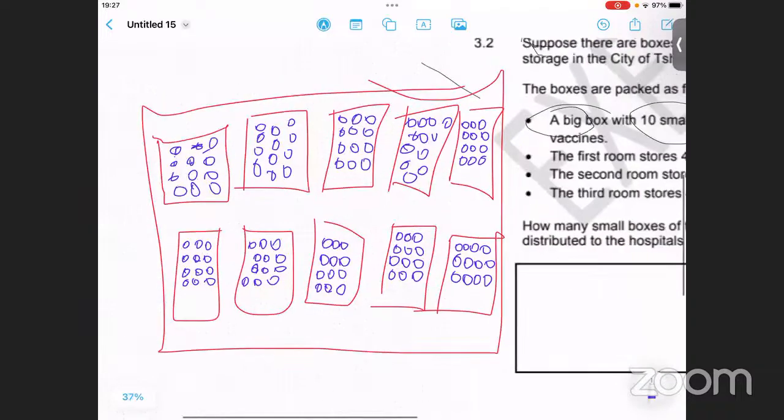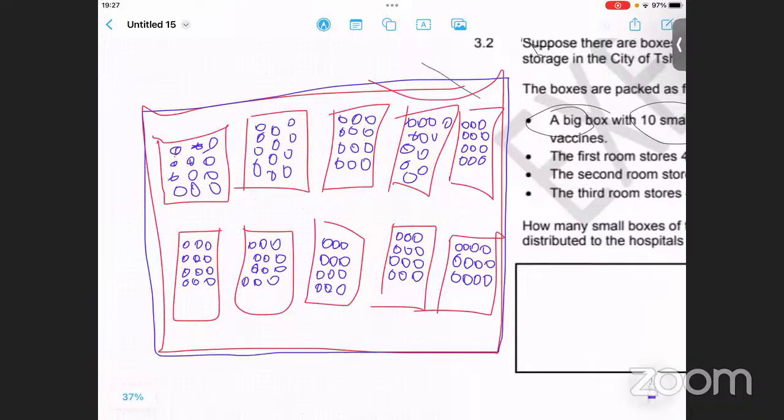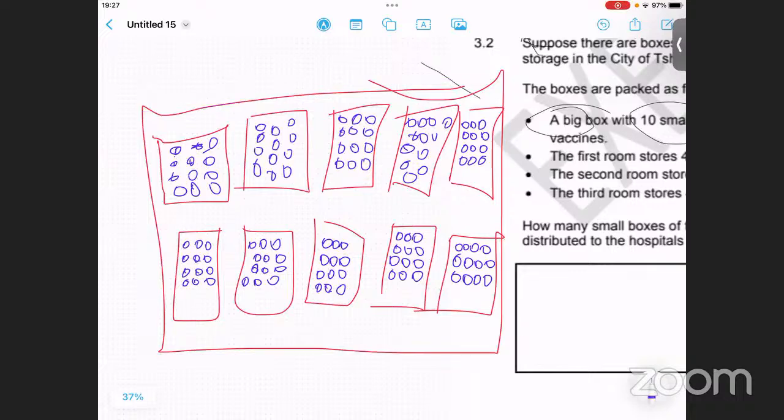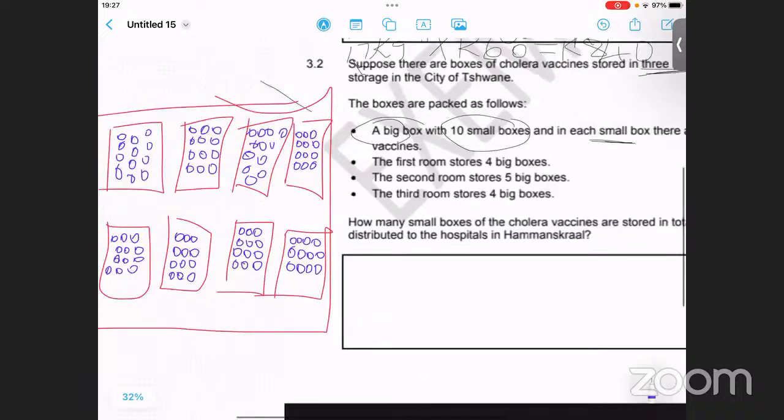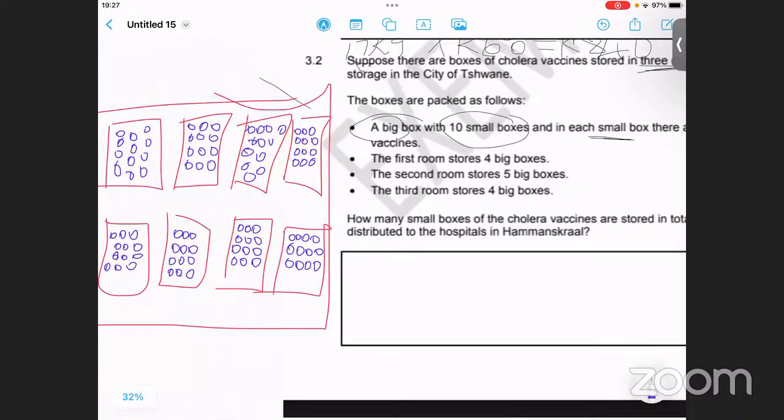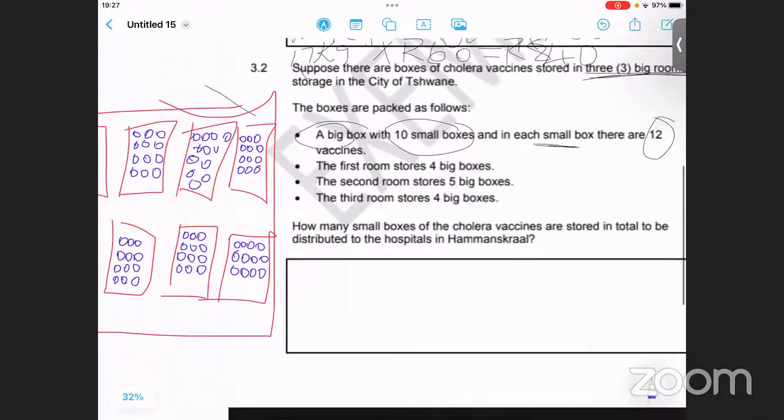This is my big box, okay? And then the small boxes are inside the big box, and each and every box has 12 vaccines. So the bluish color that you see in there represents the vaccines.